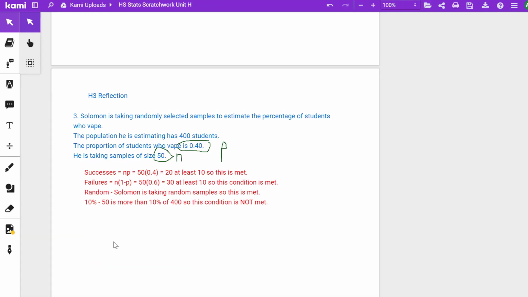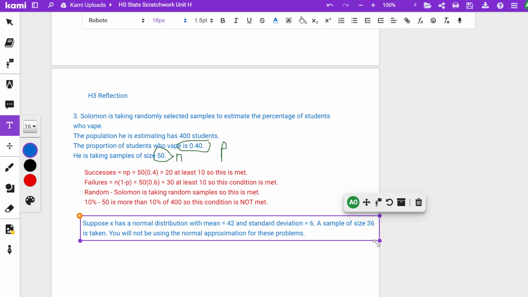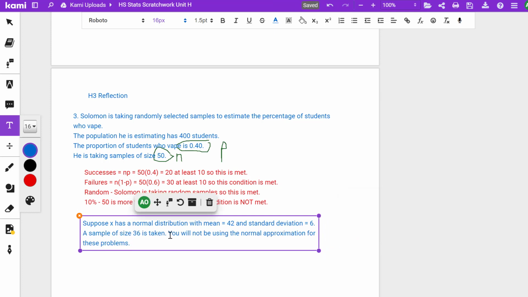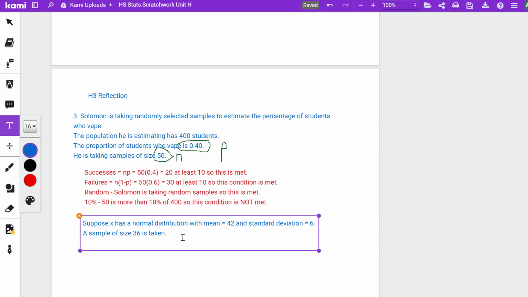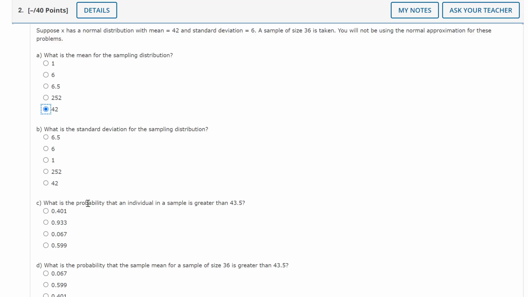So our first question is, let me go ahead and type the problem in. So here's the problem. Don't worry about this part, okay? So we have a normal distribution with a mean of 42 and a standard deviation of 36. Okay, they want to know what is the mean for the sampling distribution. The mean should stay the same. So if the mean was 42, it stays 42. What's the standard deviation? Well, we're doing a sample size of 36.